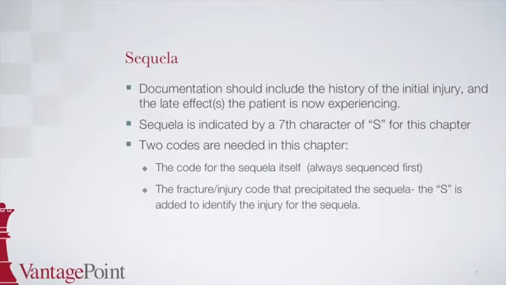In this chapter, 2 codes are needed to depict a sequela or late effect. Your first code is for the late effect itself, such as left ankle pain, followed by the code for a left ankle fracture, with a 7th character of S indicating that the left ankle pain is a late effect of a healed fracture.